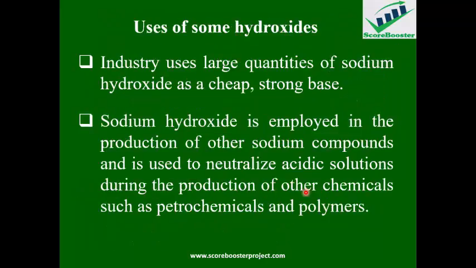How are they used? Industry use large quantities of sodium hydroxide as a cheap, strong base. Like in soap industry, detergent industry, they use sodium hydroxide when they are preparing their products. Then again, sodium hydroxide is employed in the production of other sodium compounds. Like sodium chloride, you can use sodium hydroxide to prepare it, and it's also used in neutralizing acidic solution. That is in industry.